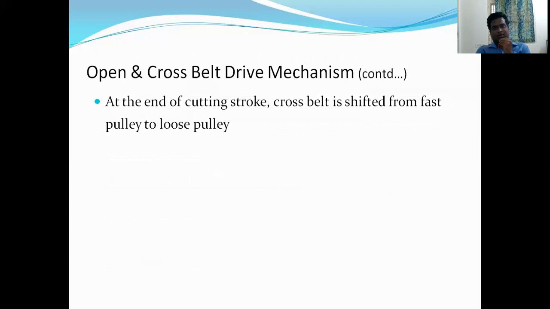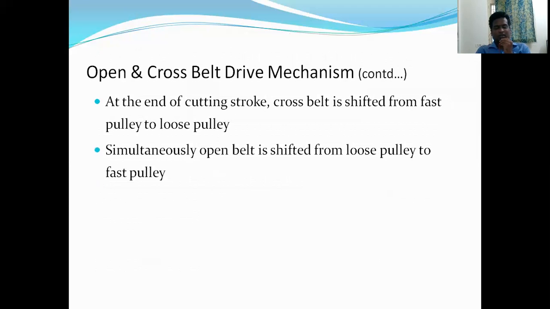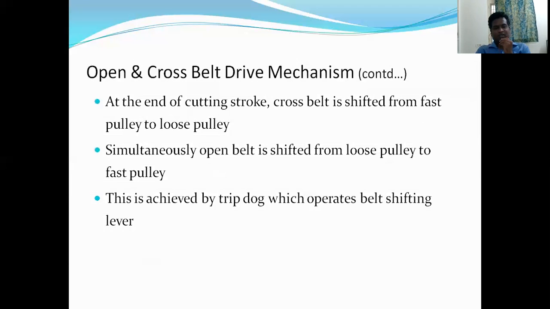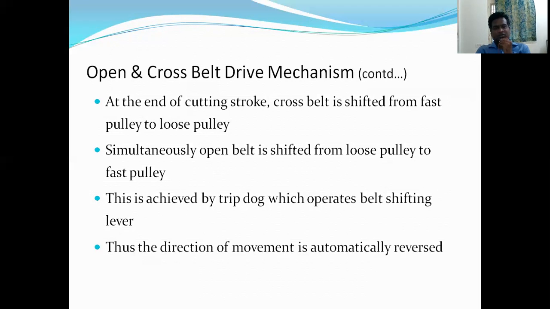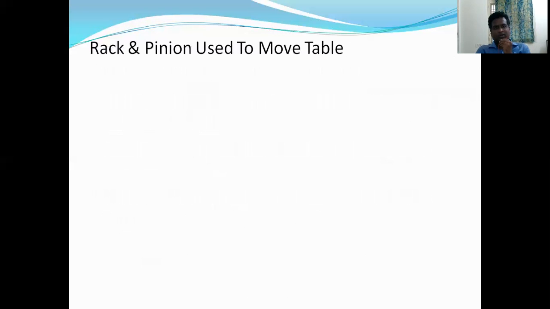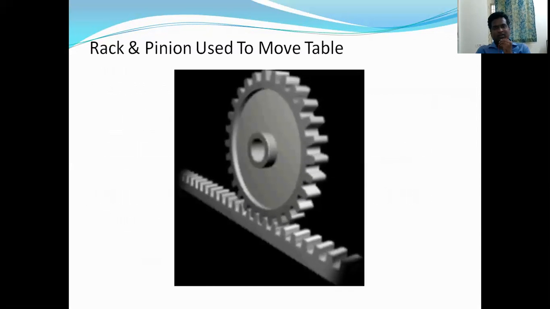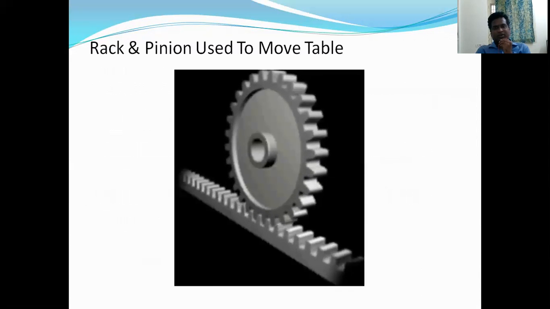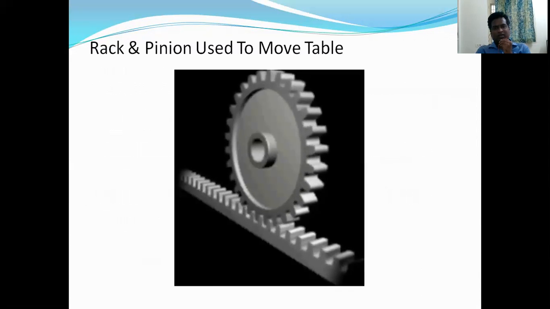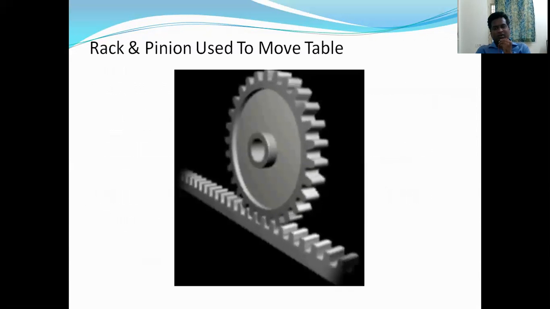At the end of the cutting stroke, the cross belt is shifted from the fast pulley to the loose pulley. Simultaneously, the open belt is shifted from the loose pulley to the fast pulley. This is achieved by the trip dog, which operates the belt shifting lever. Thus the direction of movement is automatically reversed. This is the rack and pinion arrangement under the table, used to move the table in the open and cross belt driving mechanism.